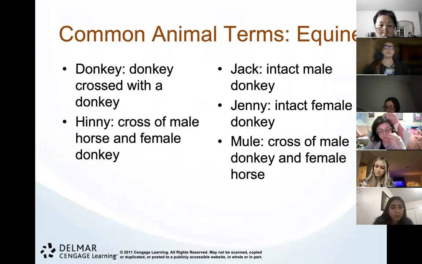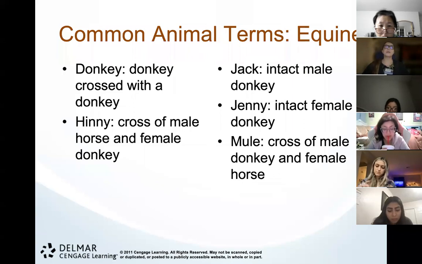Again, continuing on with our equine terms, donkeys and mules and hinnies are also considered to be equines. Donkeys are their own animal, just like how horses are. But you guys may have heard of, more commonly people know mules. And a mule is a cross between a male donkey and a female horse. So they're pretty much the size of a horse, but they have really big, long ears, just like a donkey.